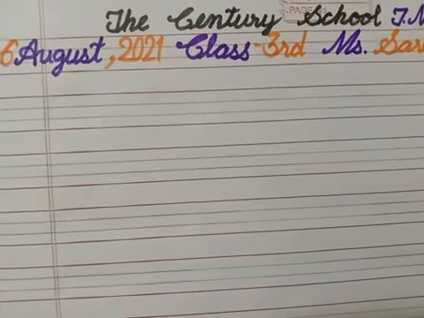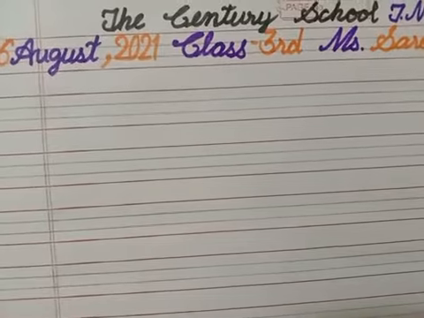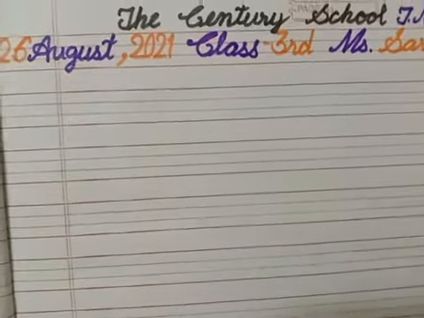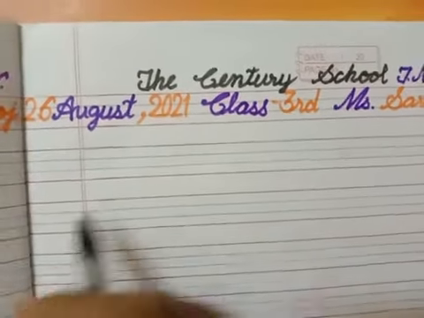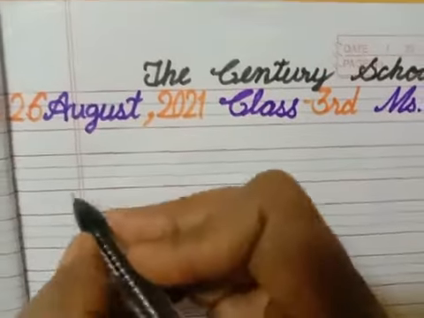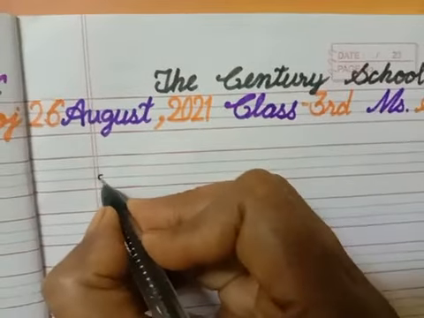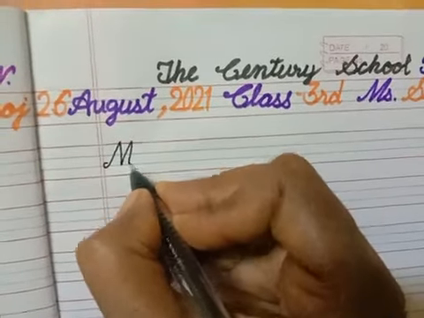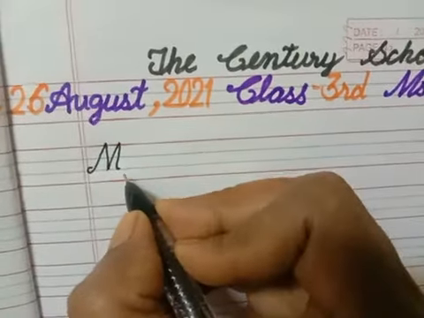Let's start. Firstly, we will learn how to write joining letter M of alphabets. Make a curve. Slant line, touch the red line, come down, go up, come down. It's a capital letter M. Start from the corner. Now, it's a joining letter M of alphabets. Make a slant line, come down, go up, come down.